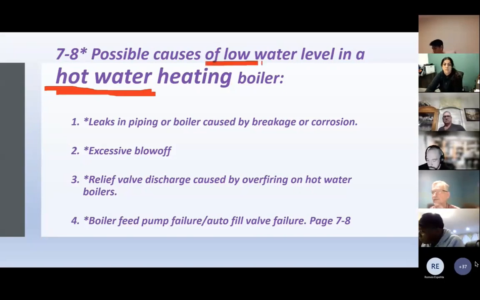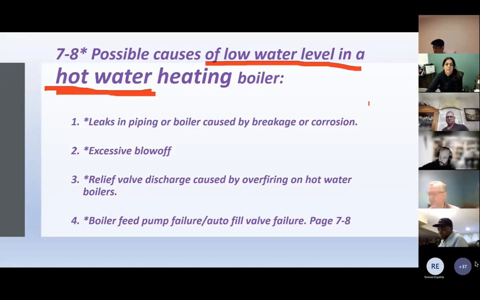Why would we have low water level? Well, a lot of these will apply to steam boilers, but specifically in chapter 7 on page 8, it talks about these kinds of conditions. So chapter 7 has a glossary with the solenoid and mercury switch. I was looking at the wrong glossary. It was much longer in chapter 1, but make sure you read them all.